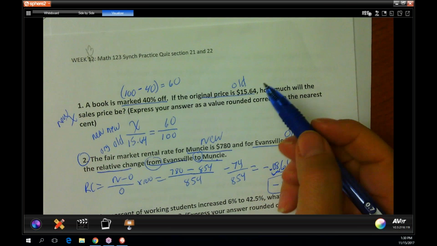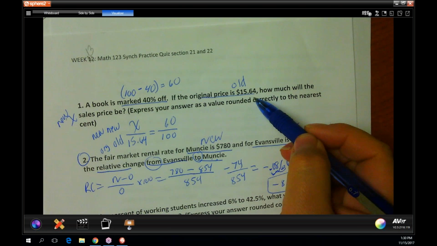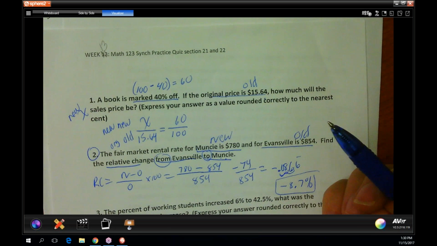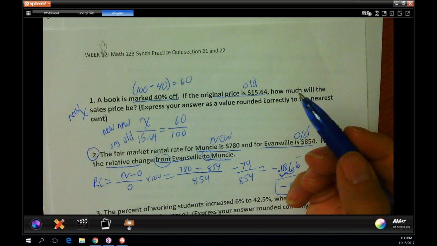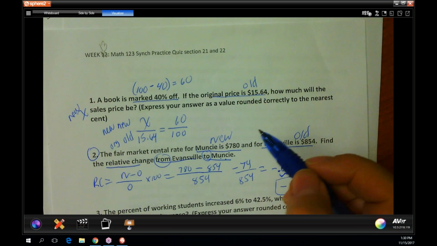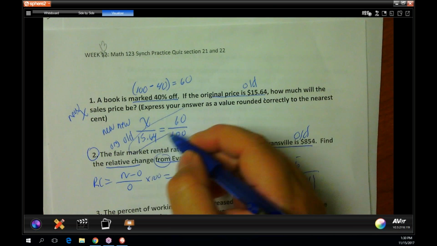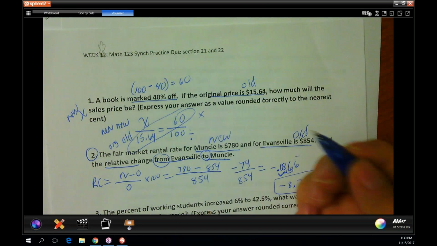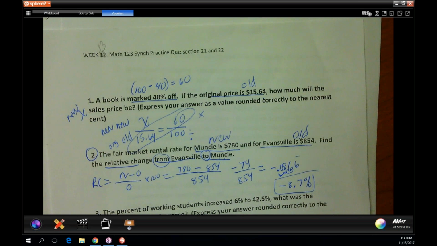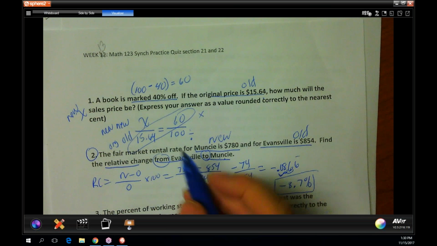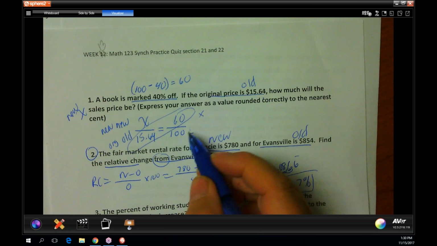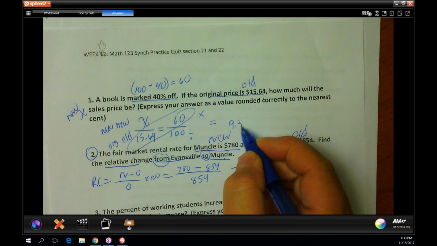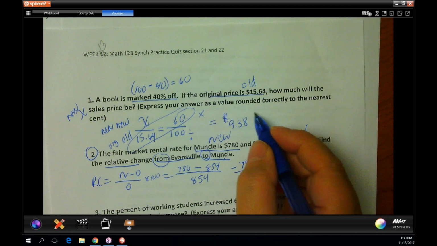And I know a lot of you are saying, I could just go 0.6 times this. Yes, you can. These ones you get right every time. The other ones you'll miss almost every time. If you follow this method, you'll find it'll work every time. Multiply the diagonal without a variable. Divide by the diagonal with a variable. 15.64 times 60 divided by 100, and we get 9.38. Okay.